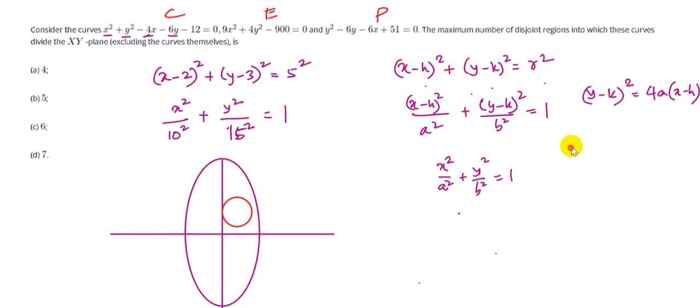So here it is y minus 3 whole square, so 51 minus 9 would be 42, equals 6 into x minus 7. So that means the vertex will be 7 comma 3. Now look at the equation of the circle. 7 comma 3 is a point on the circle also, because that satisfies the equation of the circle. So the parabola will just touch the circle like this. Clear? Clear, sir.